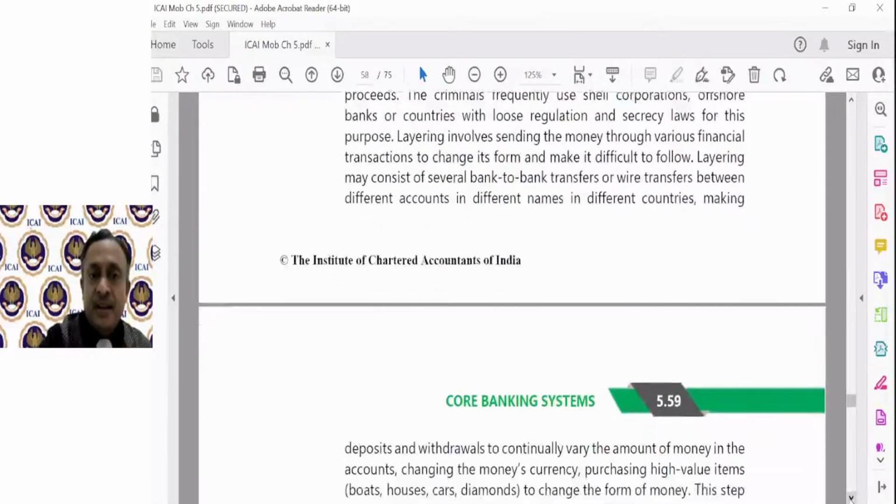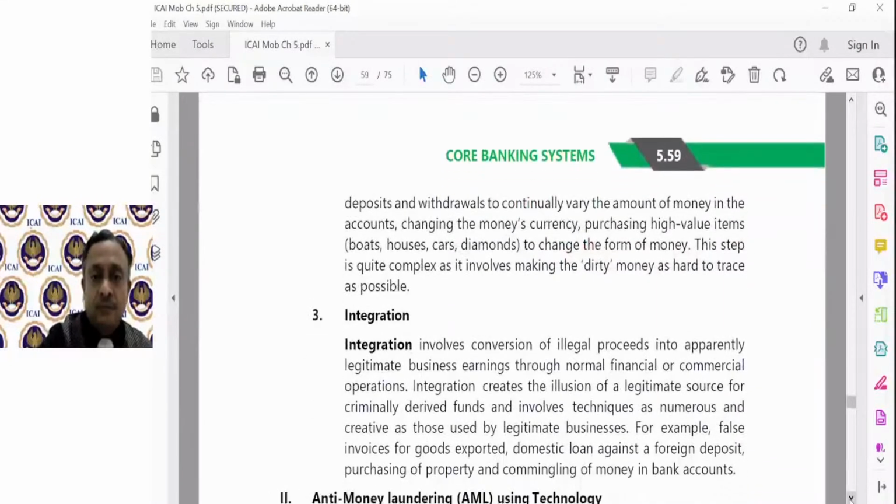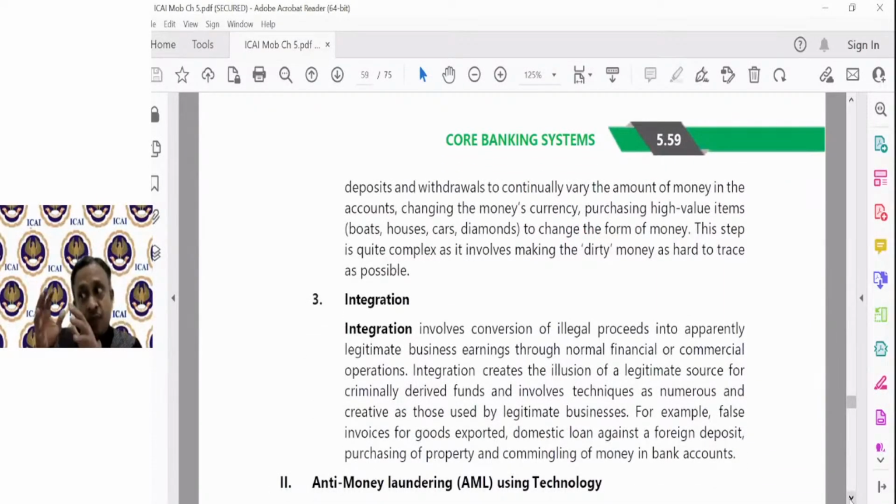So once layering has been done, integration. Once you have ensured that the money appears as genuine money, then you can do anything. You can invest in shares, you can buy property, you can invest in companies, deposits like that. Then it becomes an integration. So conversion of illegal proceeds into apparently legitimate business earning through normal financial commercial operation is what is integration. So placement, layering, and integration.